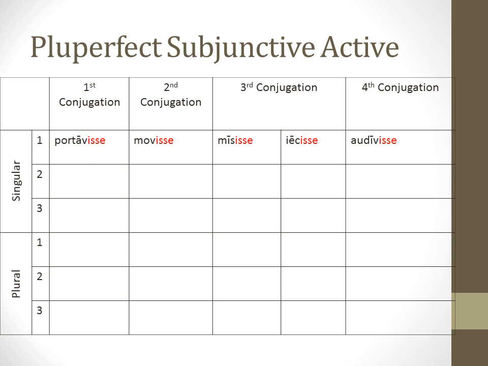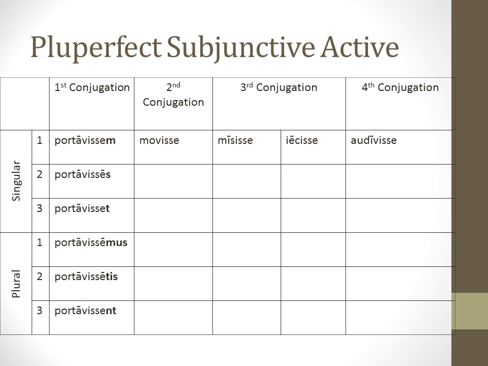So if we do that for porto, we get this: portavissem, portavisses, portavisset, portavissemus, portavissetis, portavissent. It's pluperfect, so had needs to be in the translation. Portavissem, I had carried. You had carried, portavisses. He, she, it had carried. We had carried. Y'all had carried. They had carried. Pretty simple.